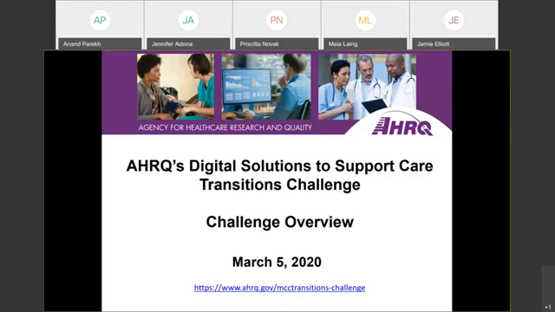Next question, will the patients only be receiving data or will there be two-way communication between the patient and the hospital? So Priscilla, this one seems to be aligned more with, I guess, envisioning a solution. So will patients only be receiving data or will there be two-way communication between the patient and hospital?